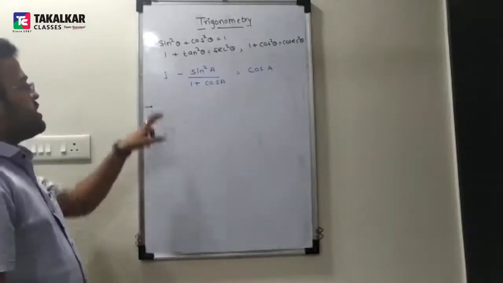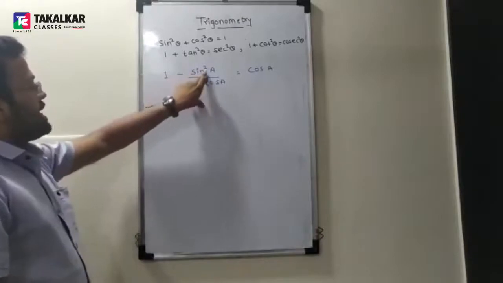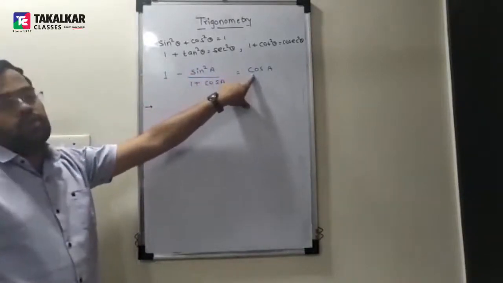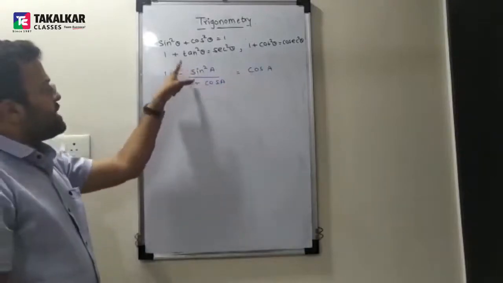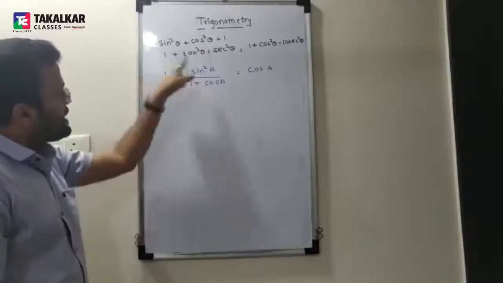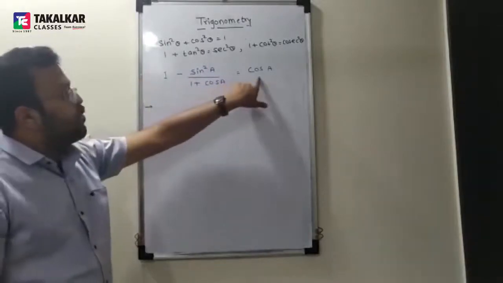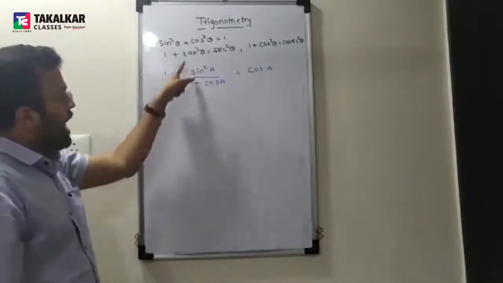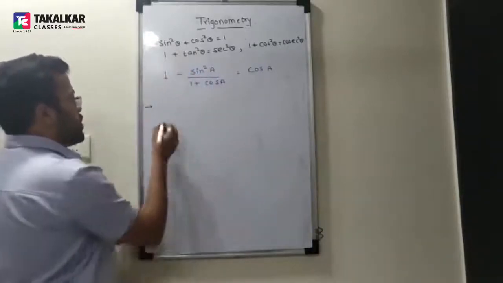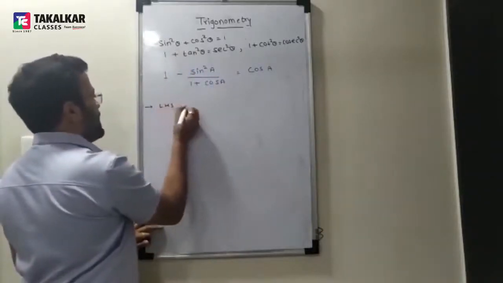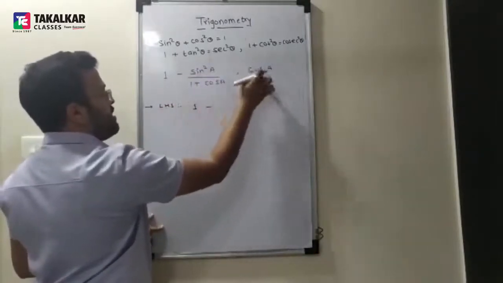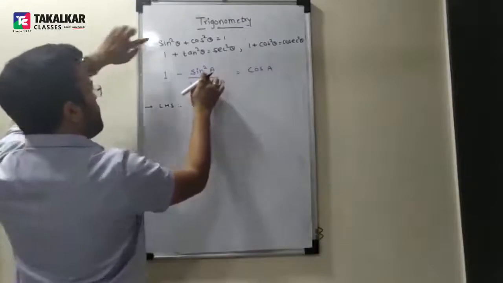Now next sum is 1 minus sin square A upon 1 plus cos A is equal to what you have to prove? Cos A. Now look at this term or this sum. How to identify? यहाँ पे सब cos दिया हुआ है and what you want here again? Cos. So try to convert this in terms of again cos. So what I will do? LHS is equal to 1 minus. I don't want sin here.